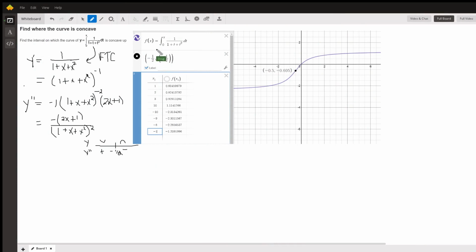Okay, here's a graph of the function f of x equals the definite integral from 0 to x of this expression right here. There's the graph. We're trying to find out where it's concave up, which means where the tangent lines are increasing in slope, which happens when the second derivative is positive. So we want to find y double prime and answer the question, when is the second derivative positive?